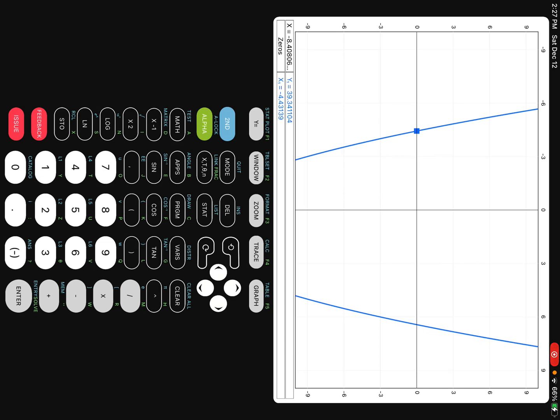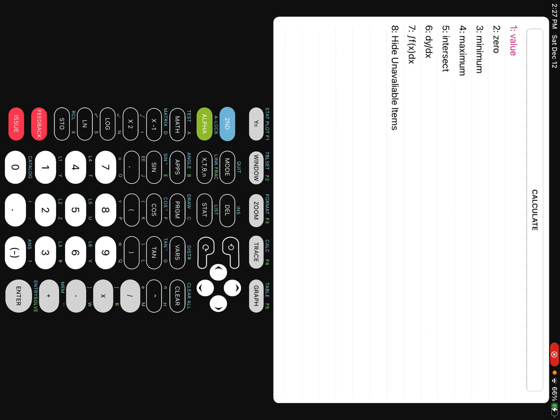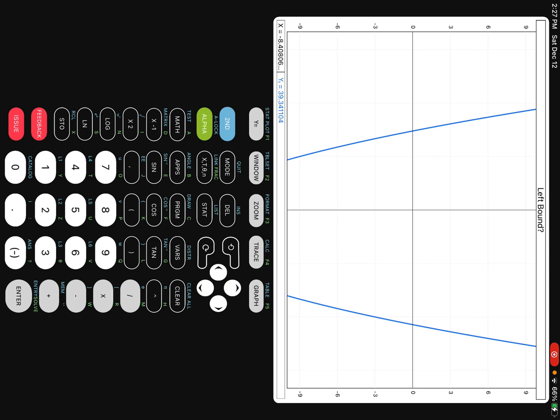All right, so that's one of them, but we want to find the other one too. So we're going to do this again. We're going to hit second and trace. We're going to again hit 0, which is number 2. Now we're going to go left bound. We're going to go to the other side and see where it crossed the x-axis.